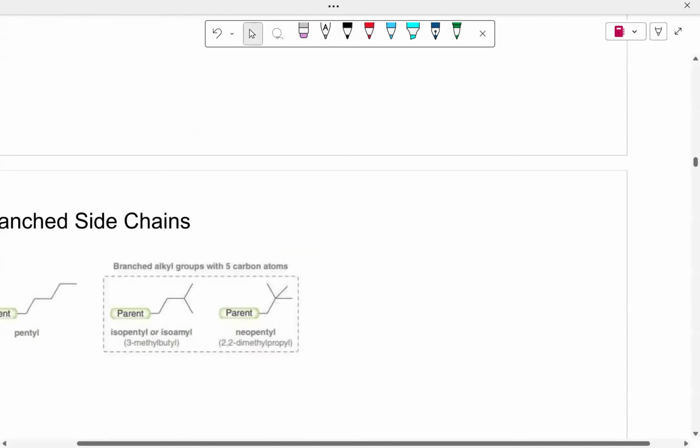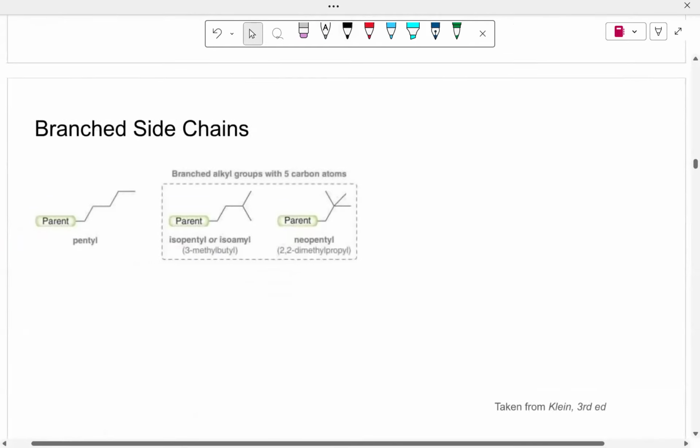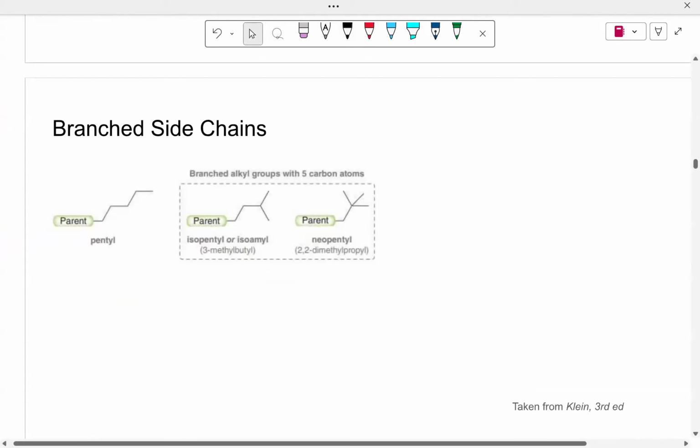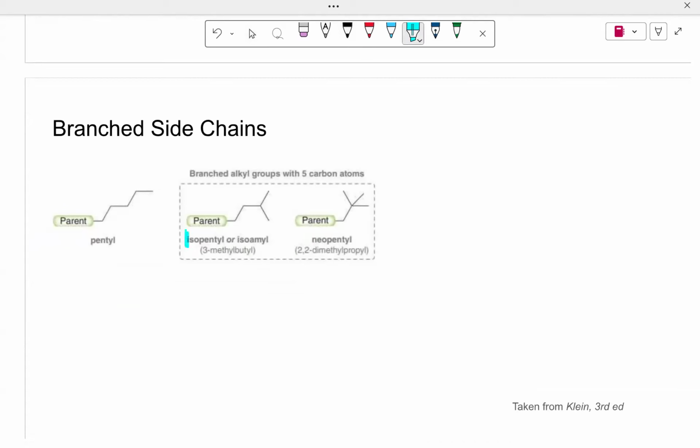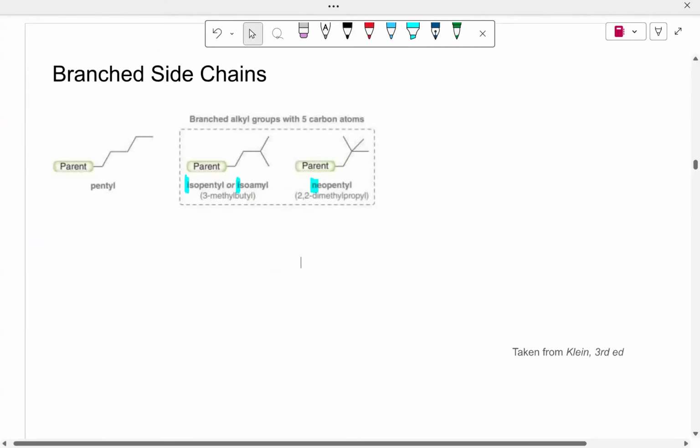And then for a 5 carbon chain, pretty much the 2 that I want you to know are here. So isopentyl, it's also known as isoamyl, and then neopentyl. Make sure that you know those 2 as well. Again, I'll just demonstrate what those might look like in a compound.